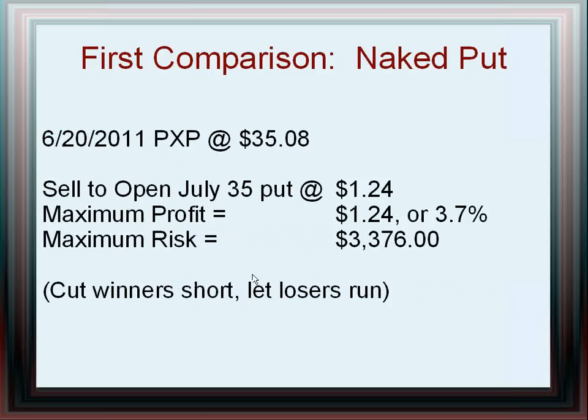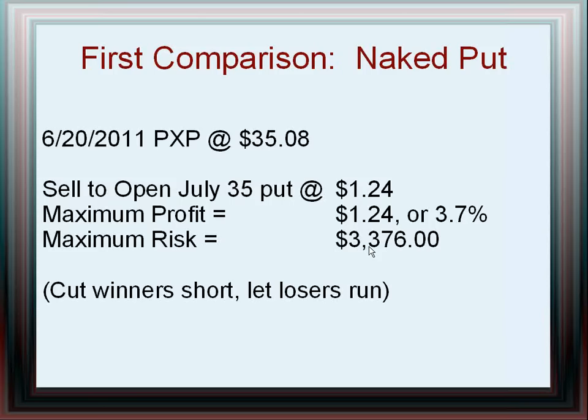So our particular position that we might have looked at is on 6/20/2011. Remember, PXP was trading at 35.08. We could sell to open the July 35 put for $1.24. Good rich premium, 3.7% naked yield, which is our maximum profit as long as the stock stays above 35. The stock's trading above 35, July expiration, our put would expire worthless, and we'd keep the 3.7%.